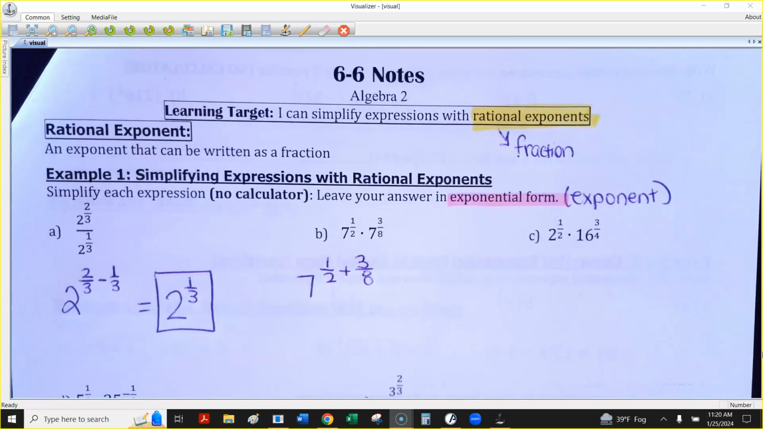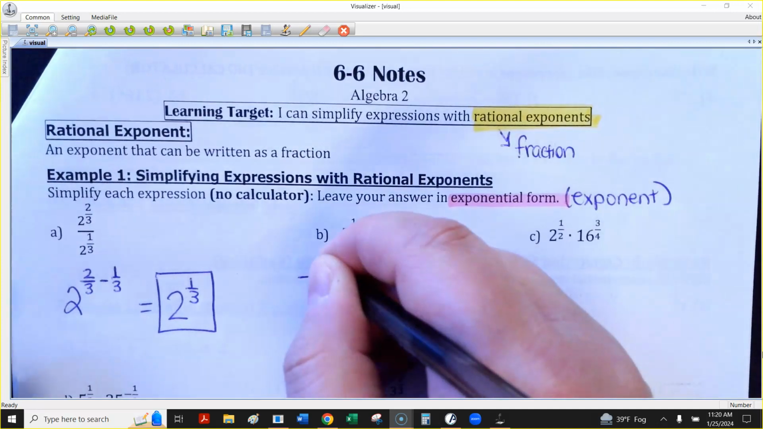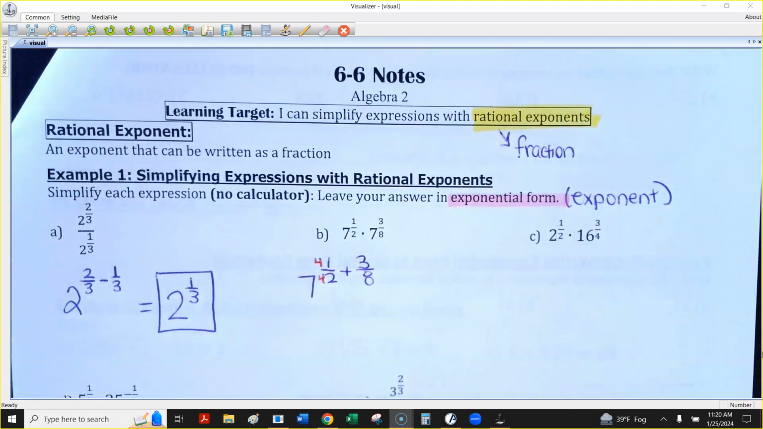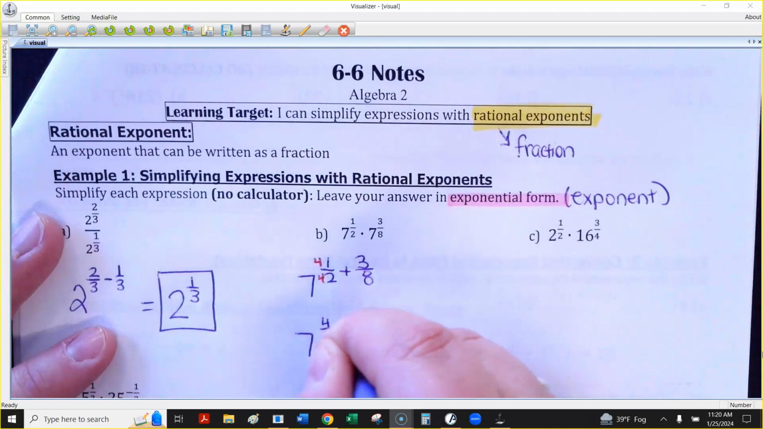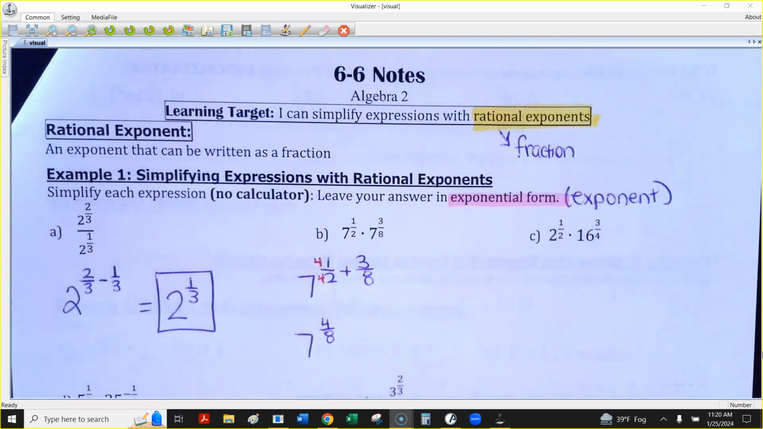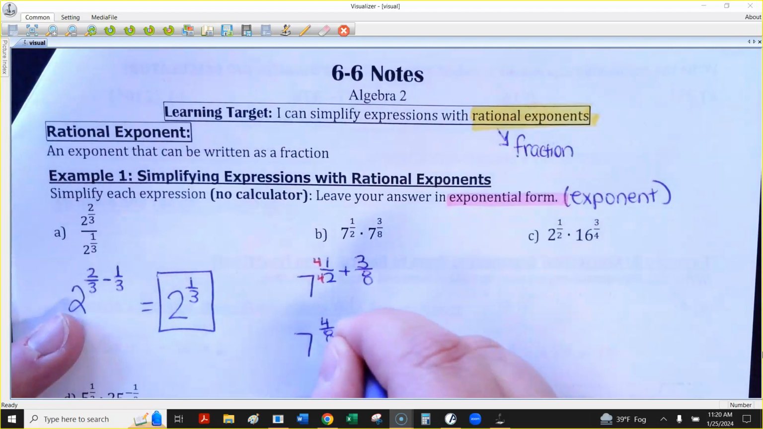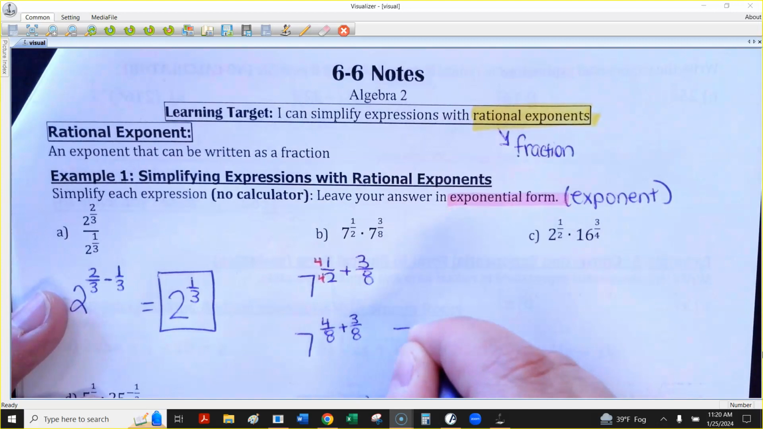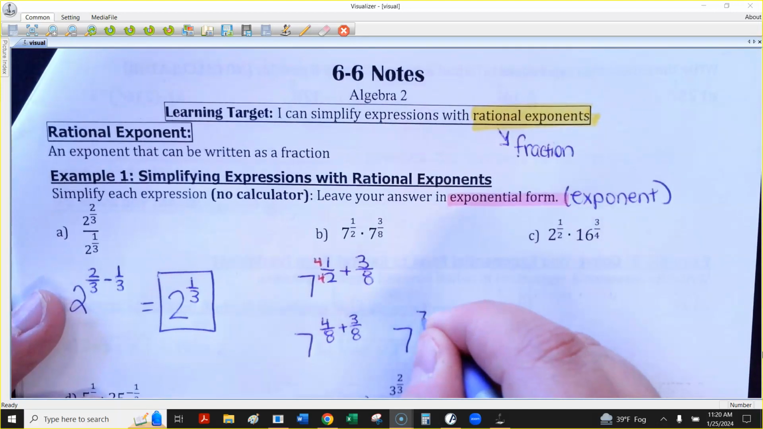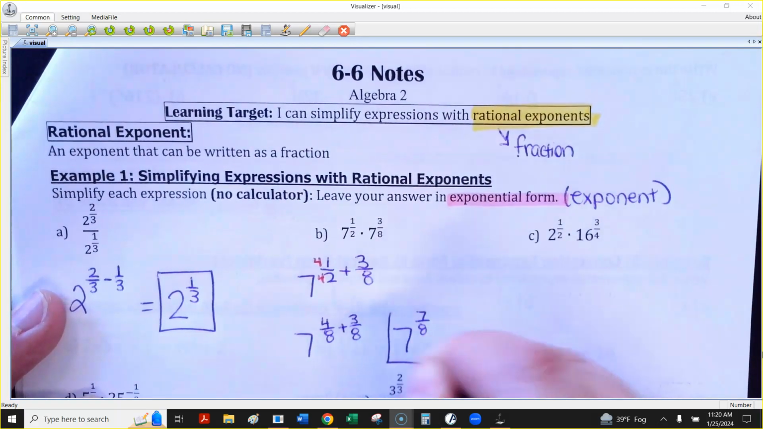For sure, yeah. We're just going to make the denominators match. This one, we could just multiply top and bottom by 4. This is like what we're doing with rationalizing, right? I'm just multiplying by 1, so we're not changing the value of that fraction. We're just manipulating it for our purposes. All right, so 4/8, that's the same as a half, right? 4/8 is the same as a half, plus 3/8. Once I have a common denominator, then I can actually simplify that. So this would be 7 to the 7/8 power.